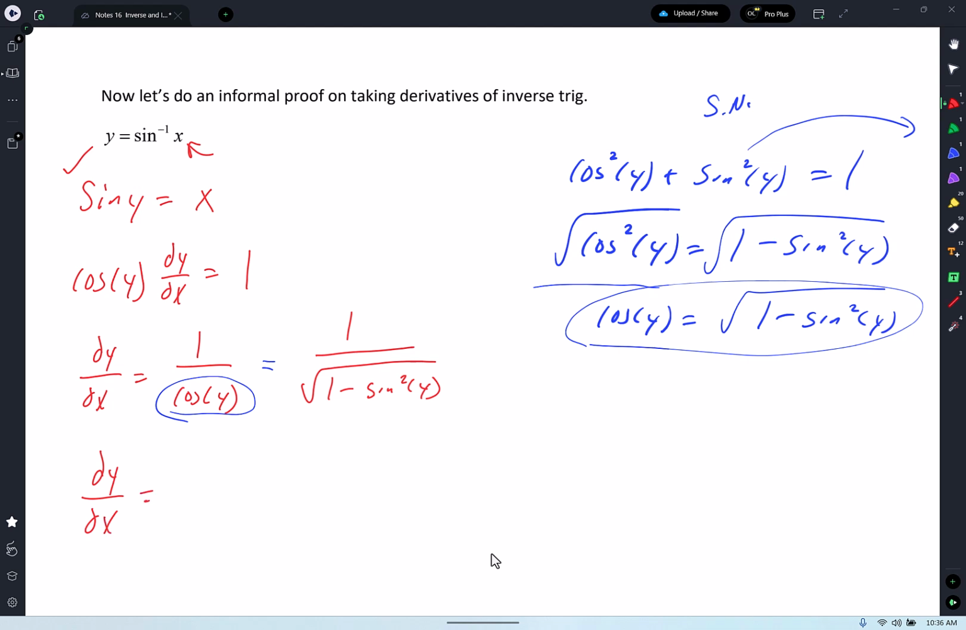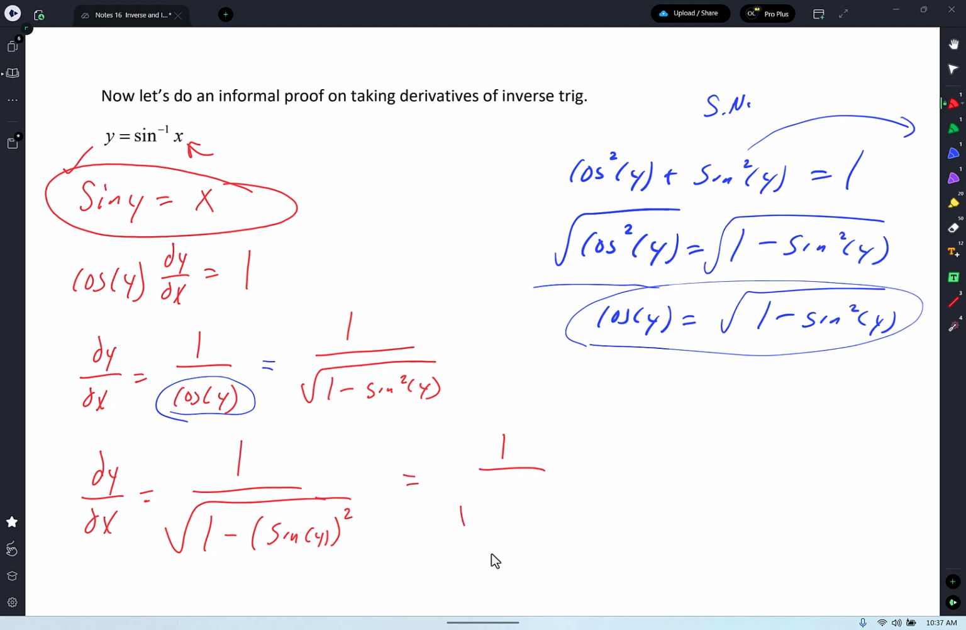dy dx equals 1 over, here's what I want you guys to see, square root of 1 minus parentheses sine y squared. Look what I have right up here in that first line. What is sine y? Oh, there it is. That's your formula.